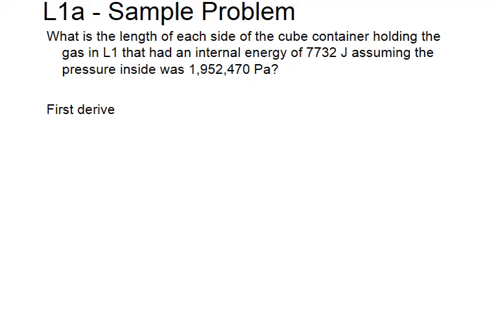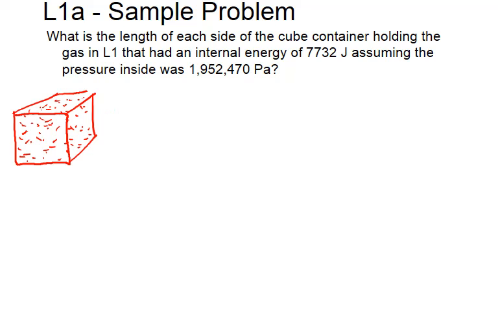Okay, so what is the length of each side of the cube container holding the gas in L1 that had an internal energy of 7,732 joules, assuming the pressure inside was 1,952,470 pascals? And so you can first derive that and then solve that. So go ahead and pause the clip and give that a try, and then when you're ready to check, you can hit play to continue.